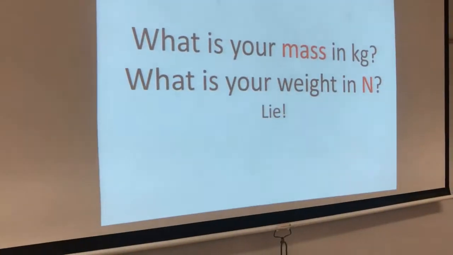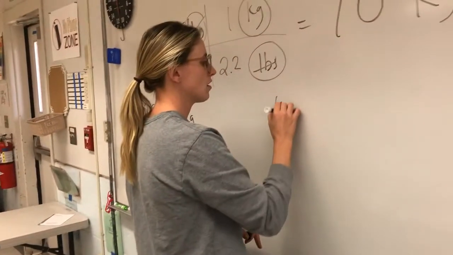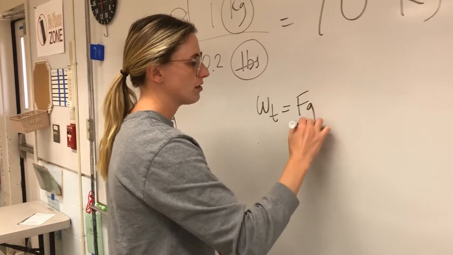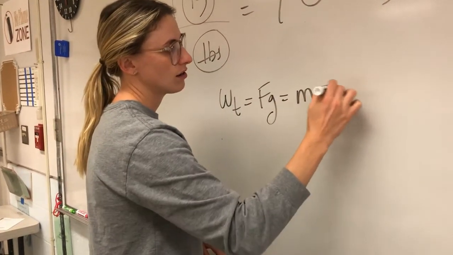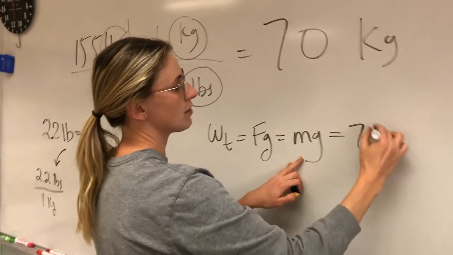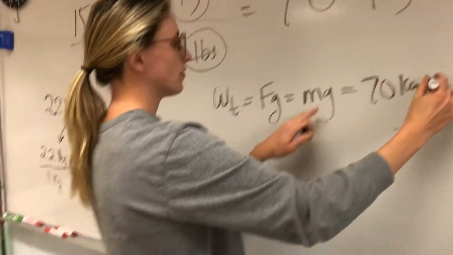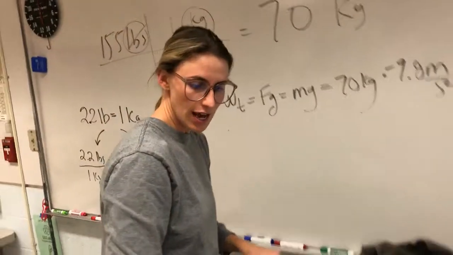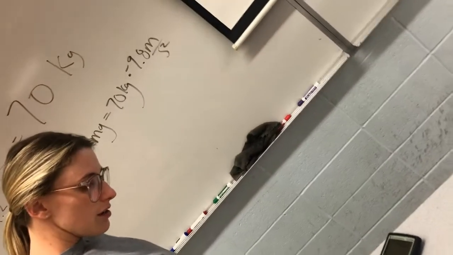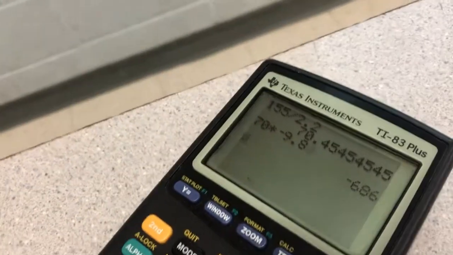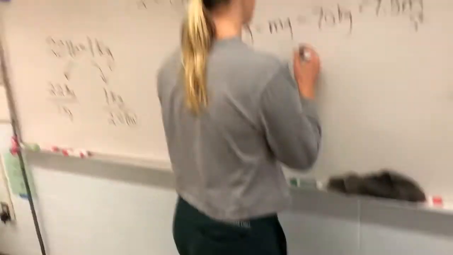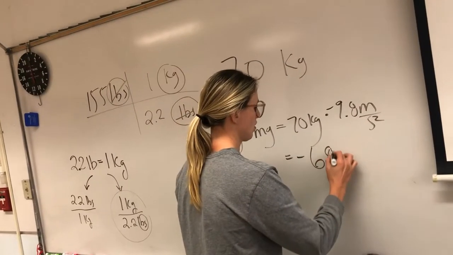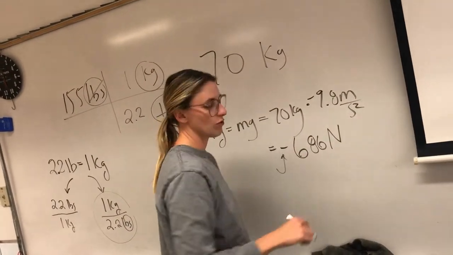What is your weight in newtons? Well, I know that my weight is the same thing as the force of gravity, which is just mass times gravity. So my mass, we just got up here, 70 kilograms, times, what was that number? 9.8. Always. So 70 times negative 9.8, and I get negative 686. So you weigh 686 newtons. And that negative just means that the force of gravity is pulling you down.